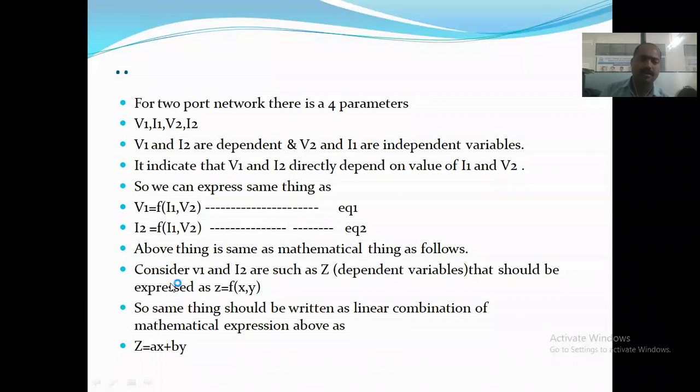See, we know that this V1 and I2 are the dependent variables. For the dependent variable, we have to use the word Z, right? So Z is a function of I1 comma V2. I1 is a function of X, V2 is a function of Y. So that's why we write Z as a function of X comma Y.